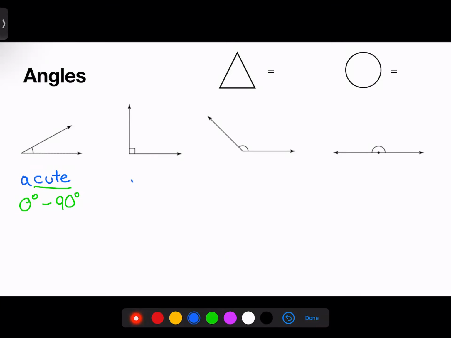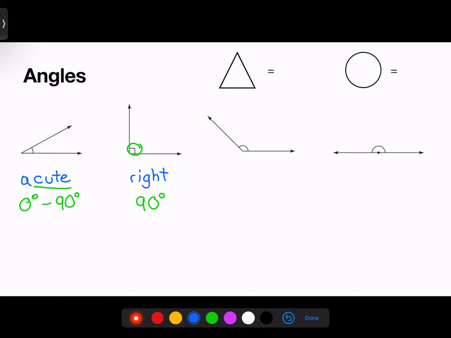The next is a right angle. Right angles are exactly 90 degrees. You can see this is indicated by a perfect square. You might see this indication in some triangles and quadrilaterals. Identifying a right angle will be important in solving problems.